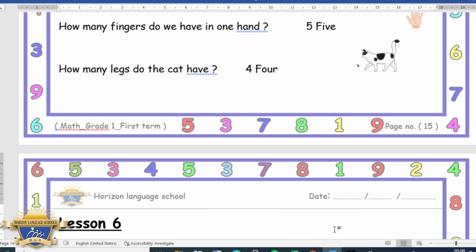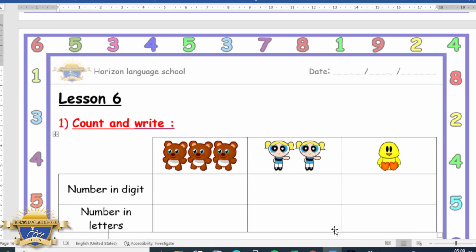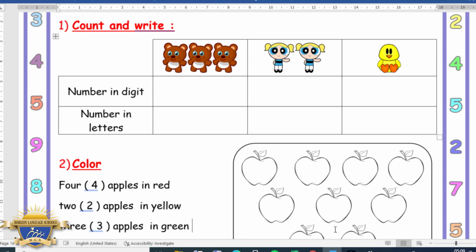This was lesson 5. Now we'll start lesson 6. Count and write. We will count and we want to write the number in digits and the number in letters. Let's count. 1, 2, 3. So we write it in digits first. Then we will write it in letters. 3, T, H, R, E, E.